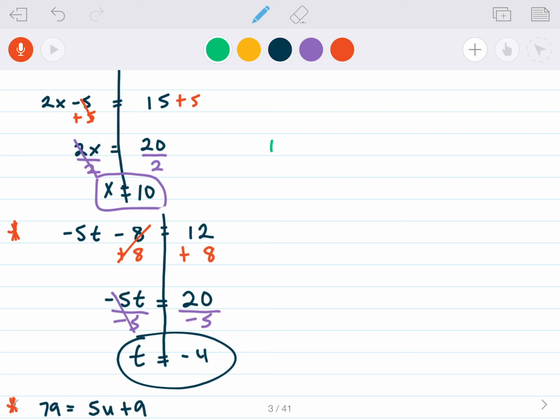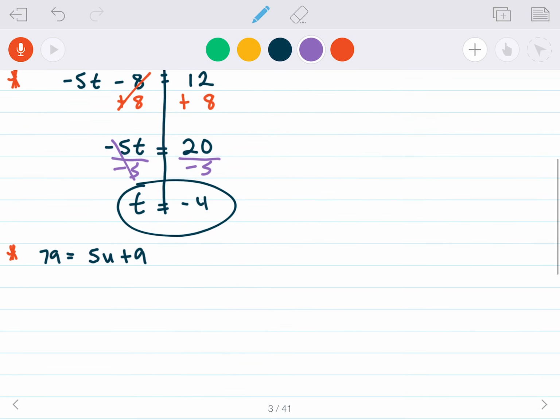And for an exercise, you should check your answer. So check with the original equation, negative 5t minus 8 equals 12. Plug in negative 4 here and see if you get a true equation, and you should.